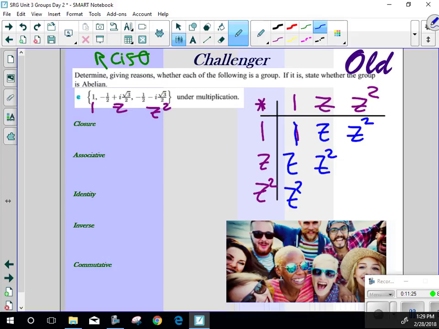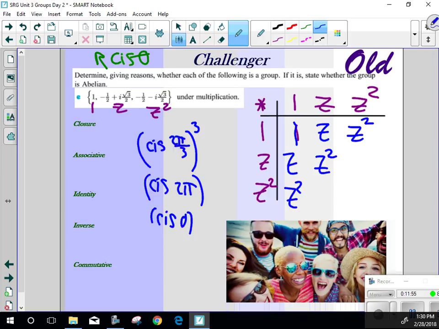Okay, now let's go back. This was cis 2 pi over 3 to the first, and I'm going to take z squared times z, and make this to the third. Use de Moivre's theorem, what do you get? Cis 2 pi. What's cis 2 pi the same as? Cis 0. So this is 1. And this one is 1.